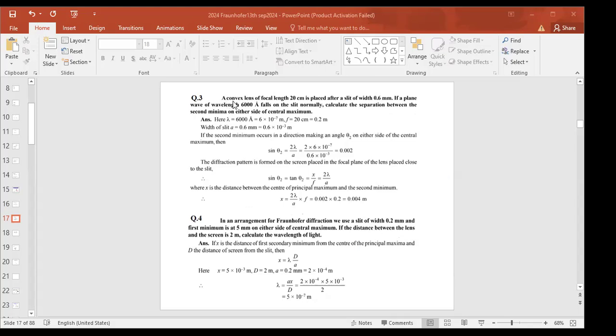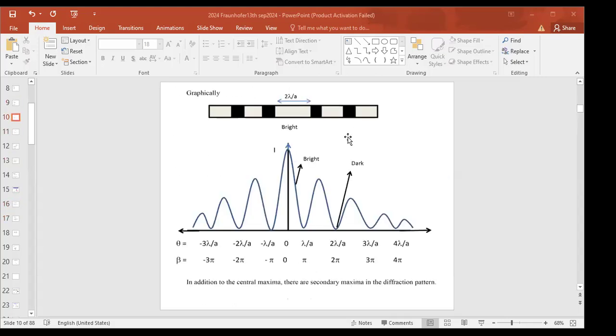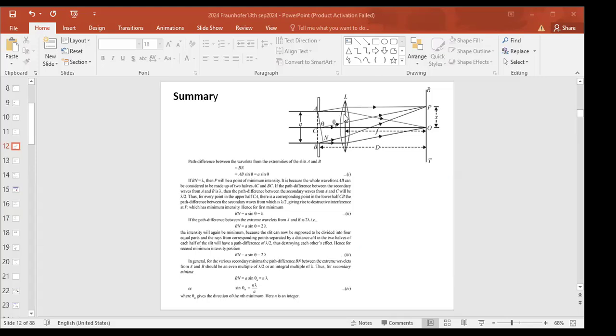Again, another example. Here you can see a convex lens of focal length 20 is placed. I told you that sometimes we are not given the distance between the single slit and the screen. So here, a convex lens of focal length 20 centimeters is placed after a slit of this width. This lens should be kept very close to the slit, so the distance is given because it is the focal length of this lens.